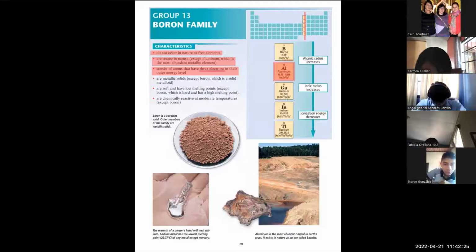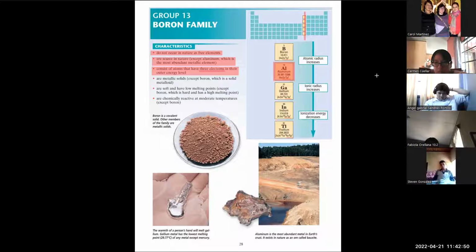Gallium, 4s2, 4p1. 2 and 1 makes 3. 3 electrons in the outermost level. We could continue, say indium, 5s2, 5p1, and thallium, 6s2, 6p1. All of them share the same characteristic that they have 3 electrons in the outer shell.